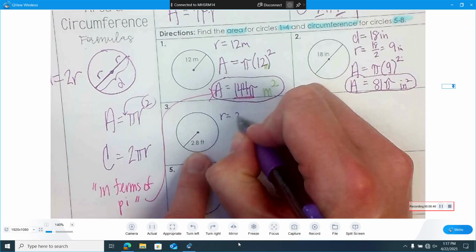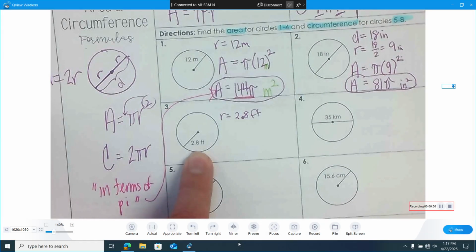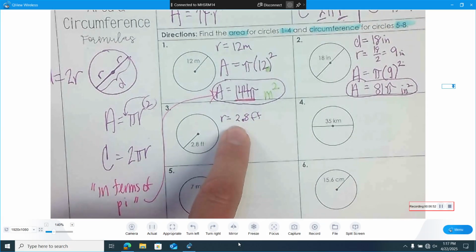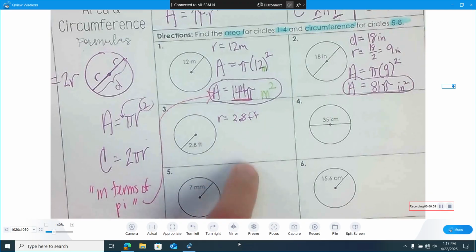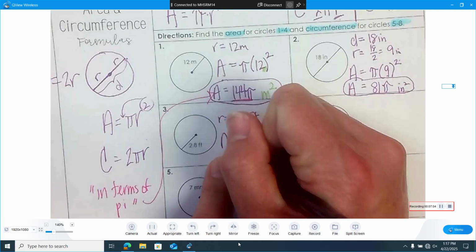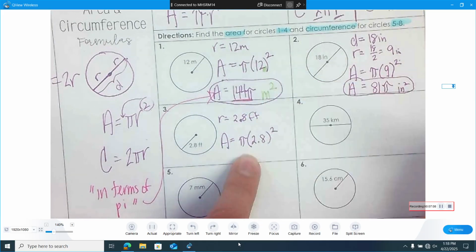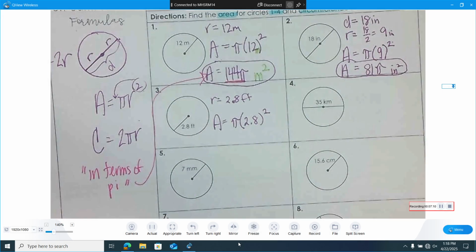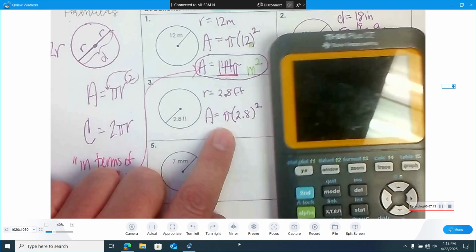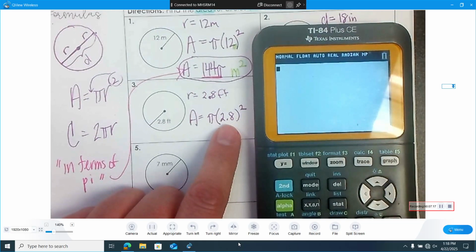Number 3, they gave us a radius of 2.8 feet. Here's the difference. On this problem, they gave us a decimal to begin with. Which is fine. But because they started with a decimal, we're going to have our answer end with a decimal. So we're going to find the area. So we have pi times radius squared. And now here, I can go ahead and just plug this whole thing into my calculator. Again, since it started with a decimal, we can end with a decimal.